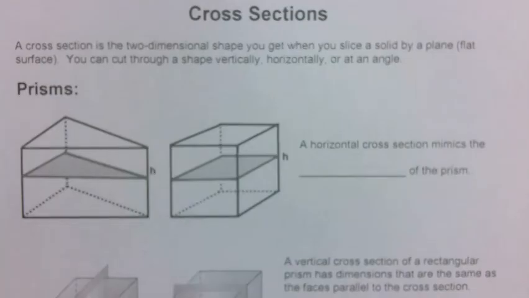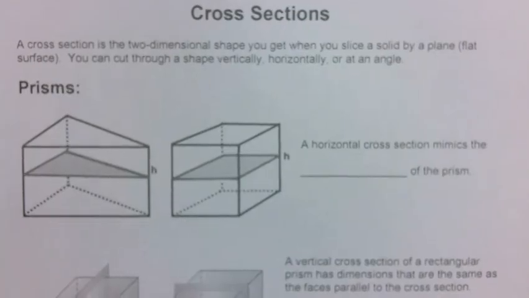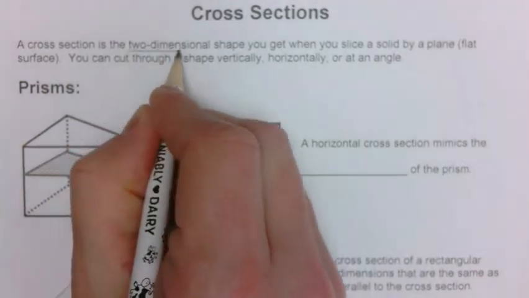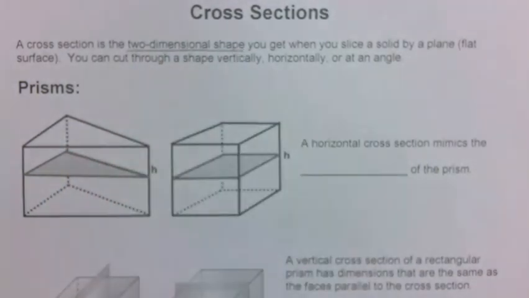In the next part of the lesson, we're going to talk about cross-sections. A cross-section is the two-dimensional shape. Let's underline that. A cross-section is the two-dimensional shape you get when you slice a solid by a plane. And a plane is just a flat surface. You can kind of think of it like a knife. If you were cutting something with a knife, the knife would be the plane.